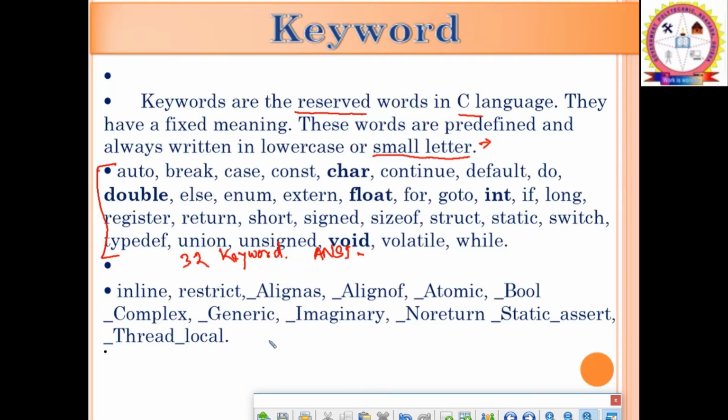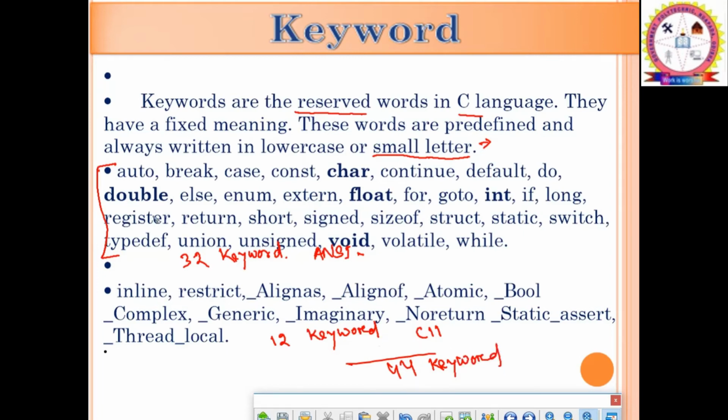and another 12 new keywords were added through the C11 standardization. So now, in total, how many? A total of 44 keywords are there in C programs, right?